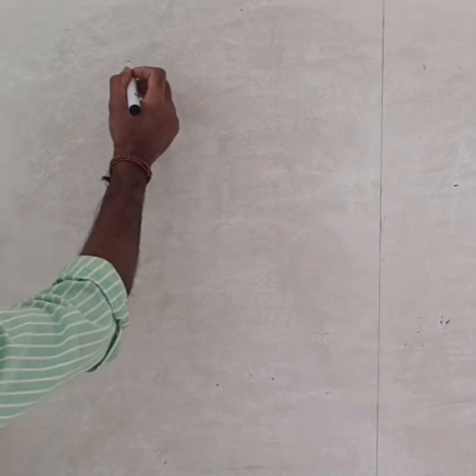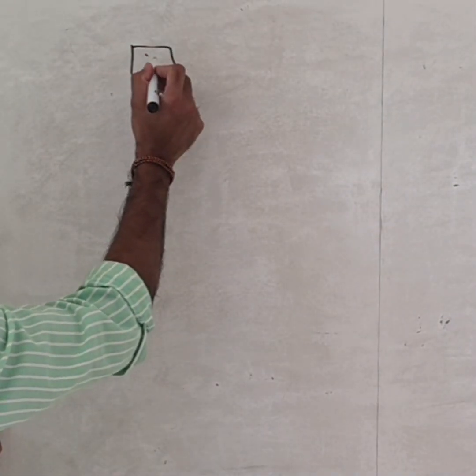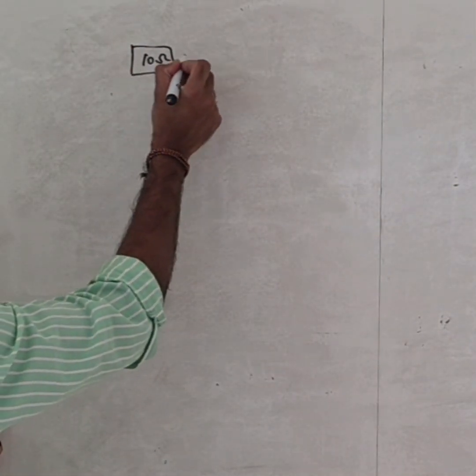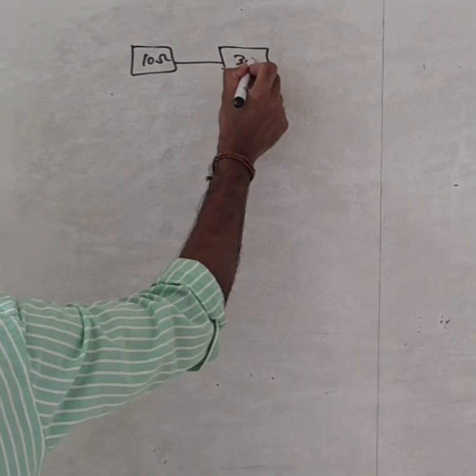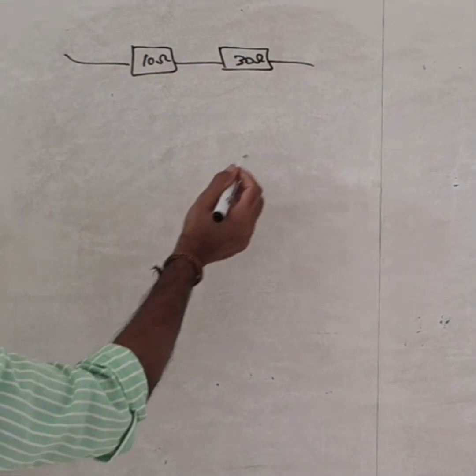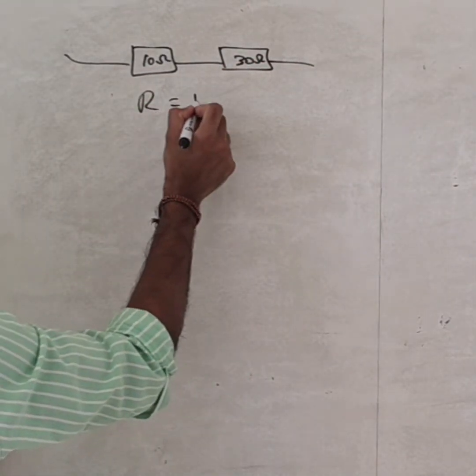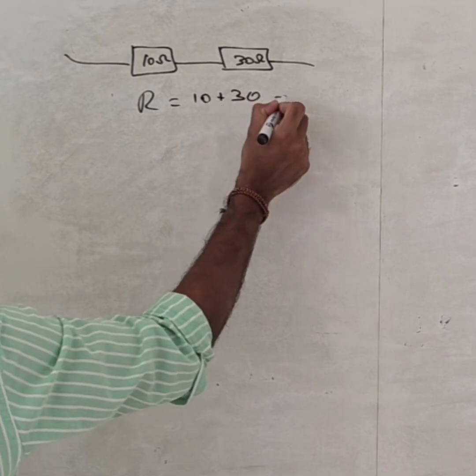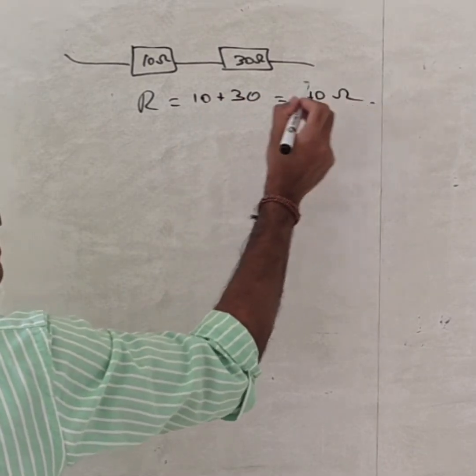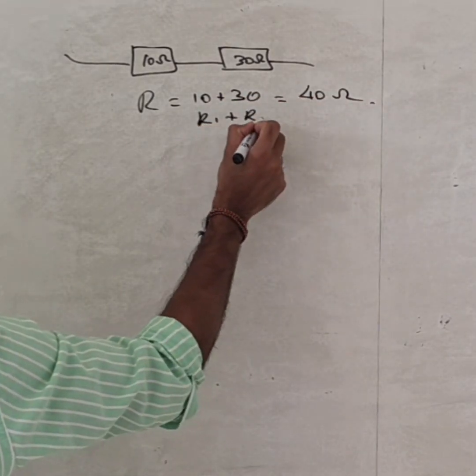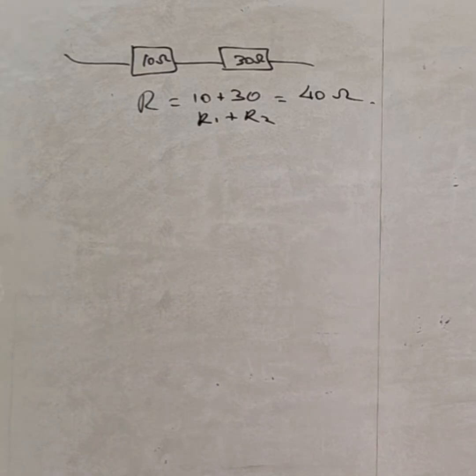Now we are going to do some questions in this area. So if I have a resistor 10 ohms, another one is 30 ohms, the resultant resistance will be equal to 10 plus 30, it is 40 ohms. How? It's coming from R1 plus R2.